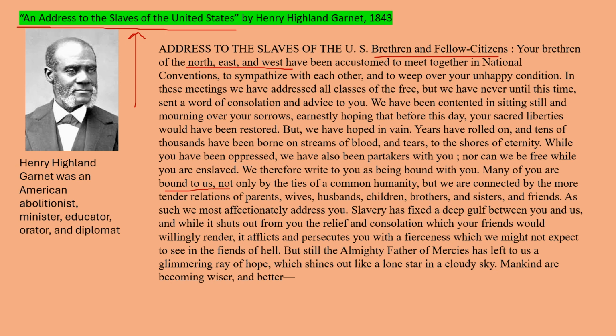"Many of you are bound to us not only by the ties of a common humanity, we are connected by more tender relations of parents, wives, husbands, children." So he's trying to appeal to the commonalities among the group. And he's recognizing that slavery has a deep gulf between you and us. So let's see where he goes with this.